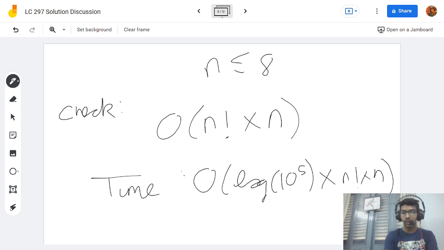Log of 10 to the power 5 is going to be less than 30, because 2 to the power 32 bits is around 10 to the power 9, so for 10 to the power 5 it's something around 20 something, and this is 8 factorial times 8. So that is very much within our time constraints, so that's not going to be an issue. So that is precisely what we had to do.